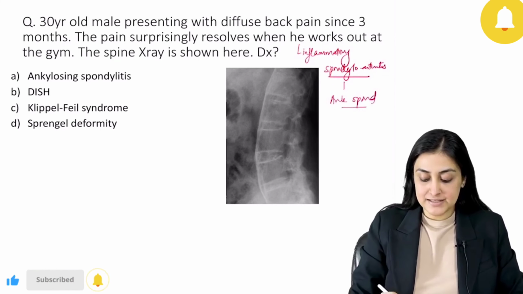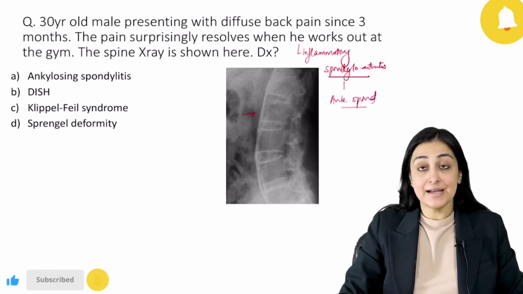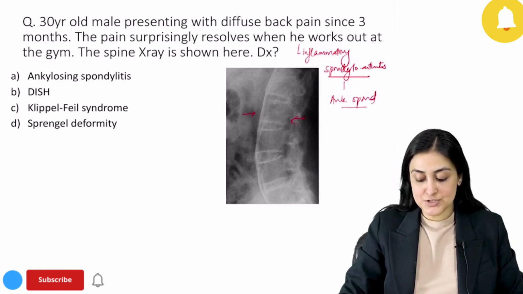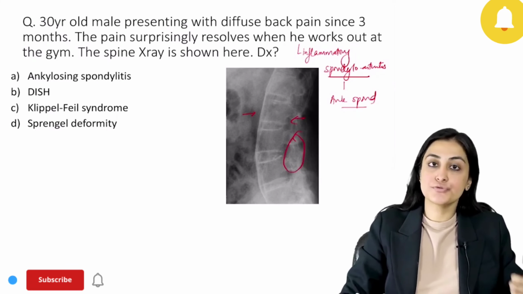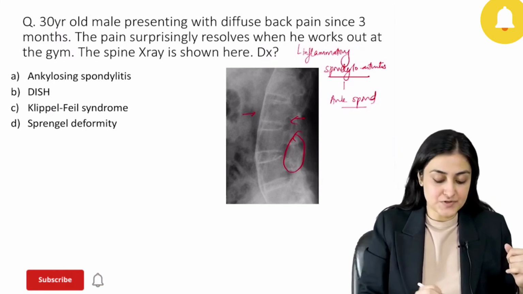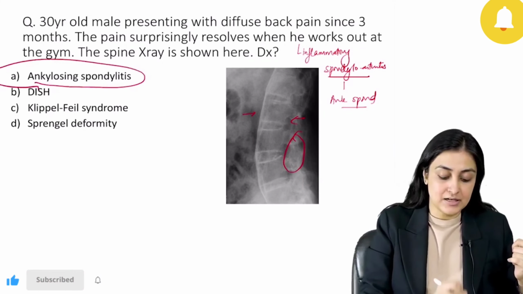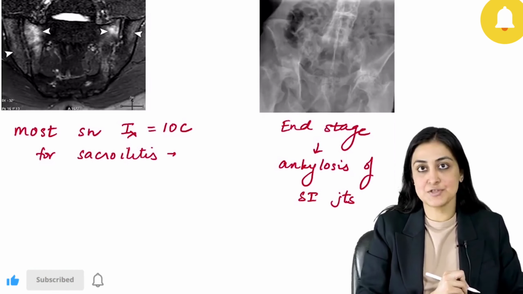All right. Now, when we see the X-ray, we can see that here the complete spine is fused anteriorly, posteriorly as well. So we are seeing pan joint fusion. In fact, the posterior elements are also fused. So when you see this pan spinal fusion, this is something which is seen in ankylosing spondylitis. Alright, so now let's discuss AS.